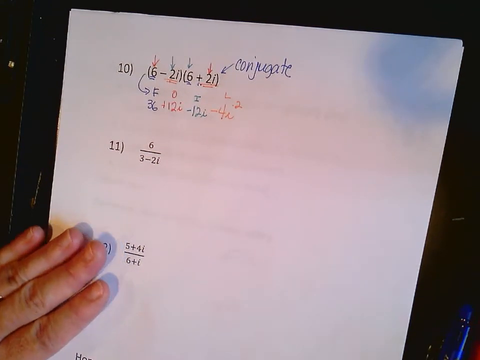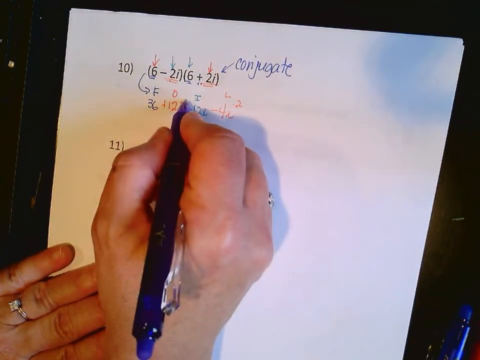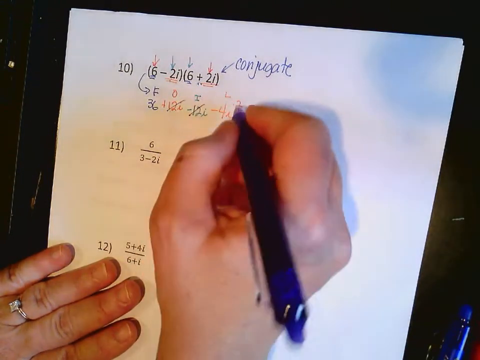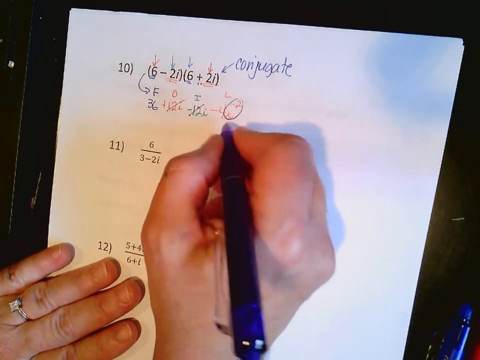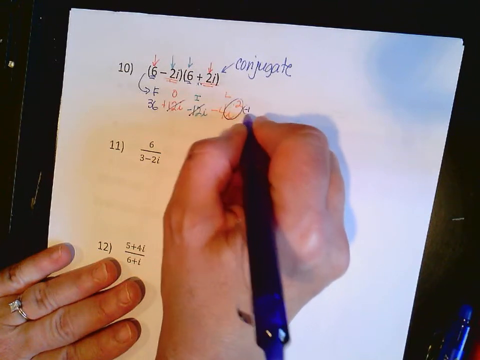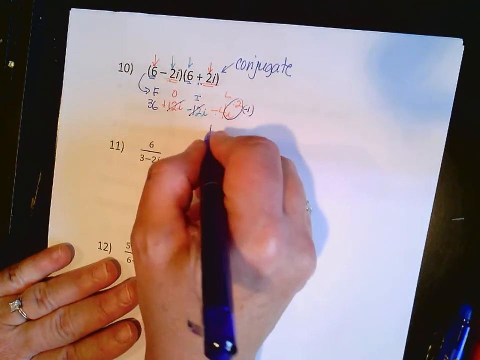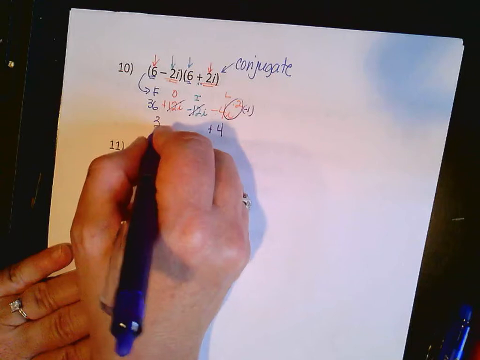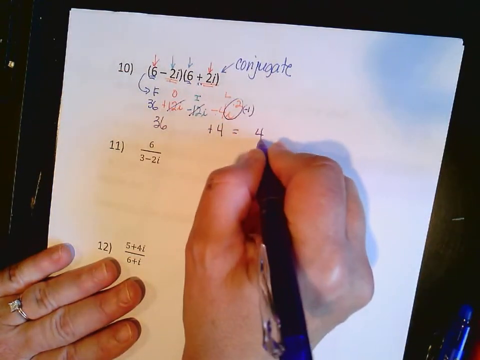When we combine these, the 12i and the negative 12i are going to cancel each other out. The 4i squared, remember the I squared is like multiplying times a negative 1. So negative 4 times negative 1 becomes a plus 4. And I have 36 over here. 36 and 4 is 40.